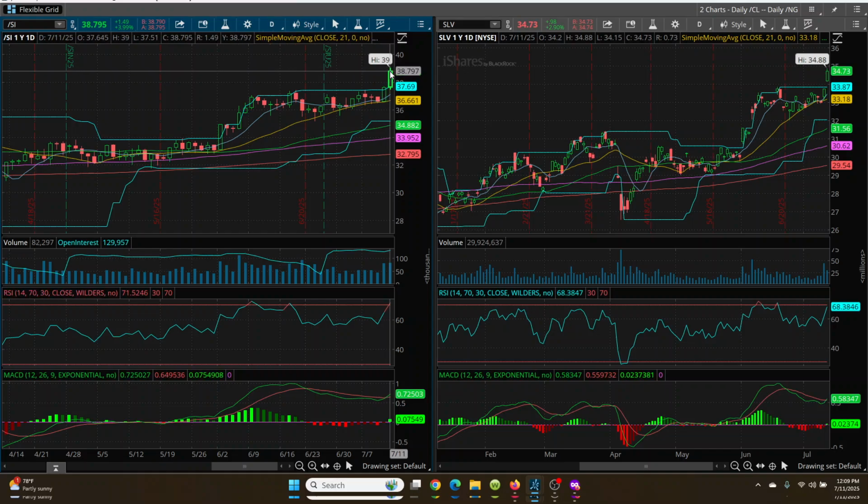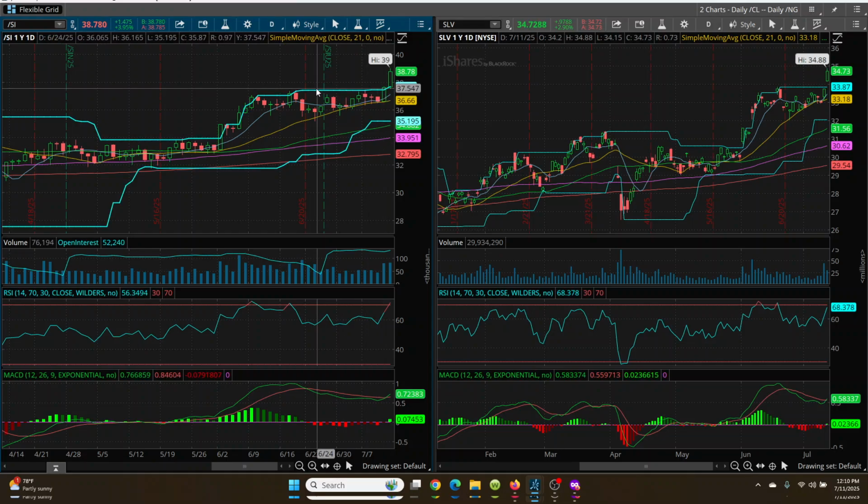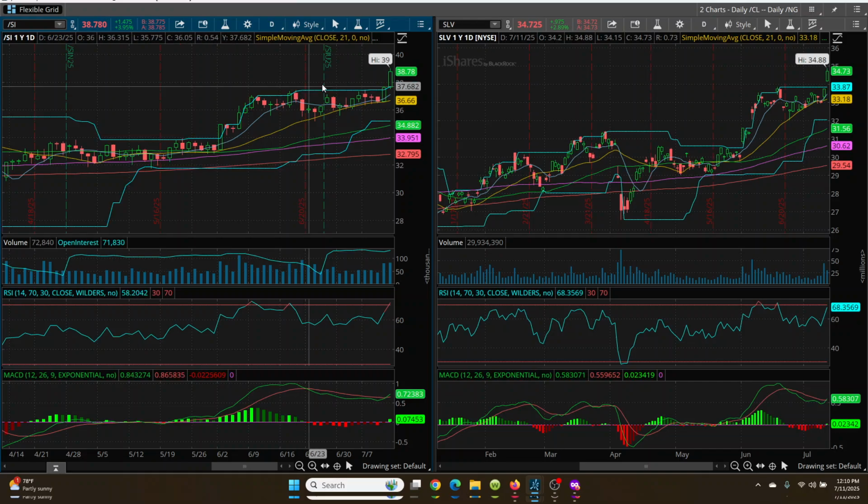If we get above that, we can cruise all the way to that 40 level. Another reason I always look for different scenarios: look how nicely it's been holding this 21-day. The 8-day never crossed over, it came right on up. And the third one is right here. It closed at 37.62, which was above this 37.40 level I was looking for, which would take it higher. Now, yes, it came down.